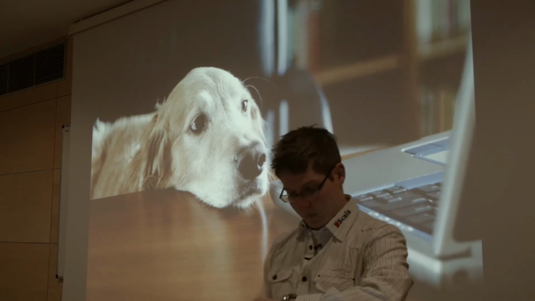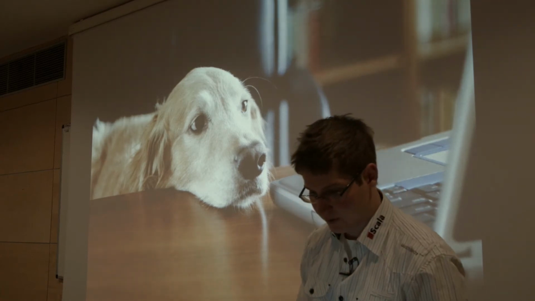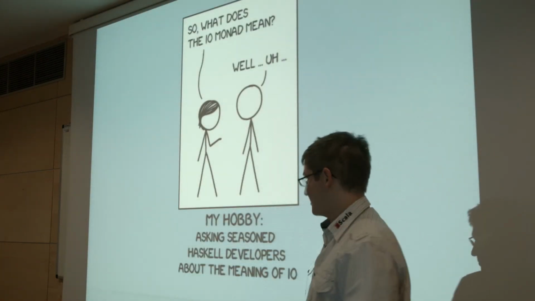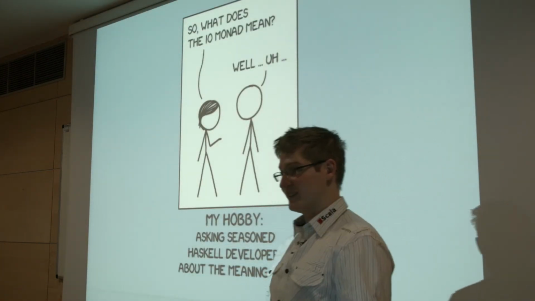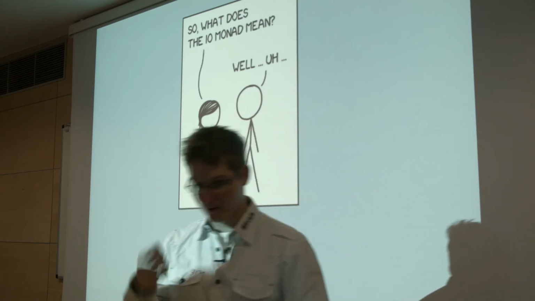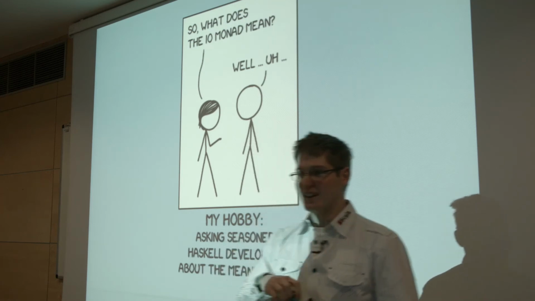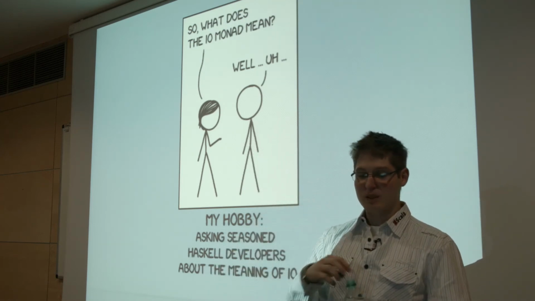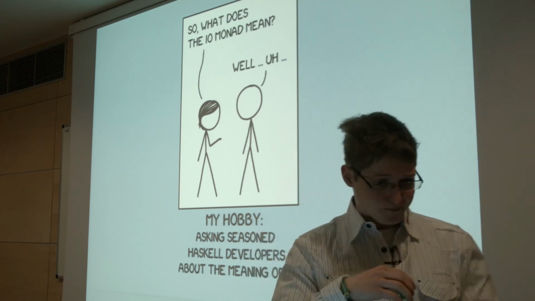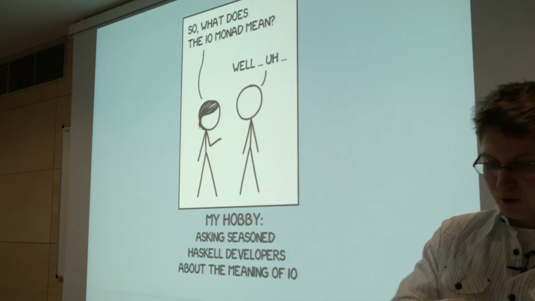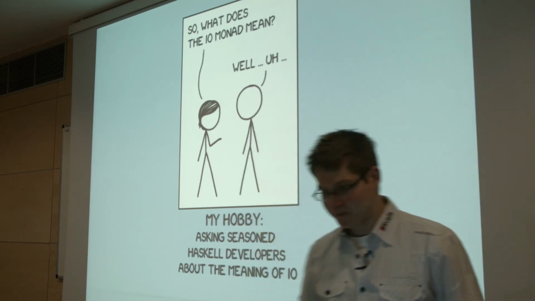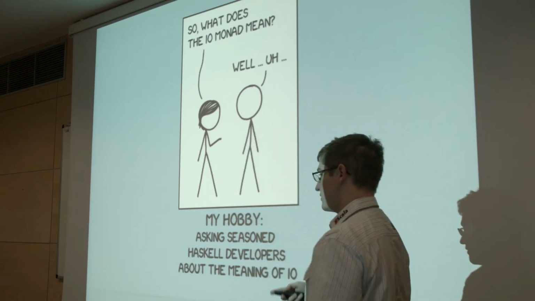Okay, so I still got a little bit of time for my last point, and the last point I'm going to make is about I/O. My hobby, asking Haskell developers about the meaning of I/O, and just eating some popcorn while they try to come up with an explanation. Because I/O is deeply magic in GHC. So you don't really know what's going on. You're at the mercy of the compiler implementers. And it's kind of funny to see because it could have been different.